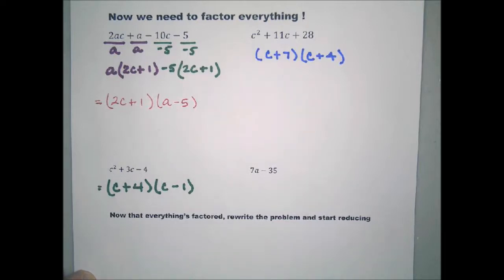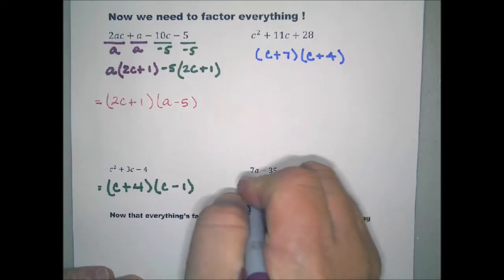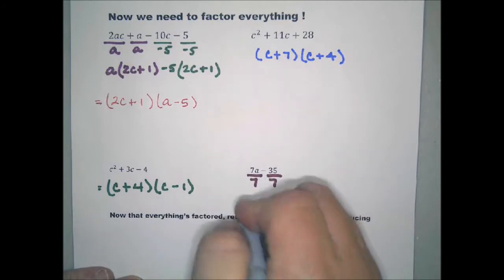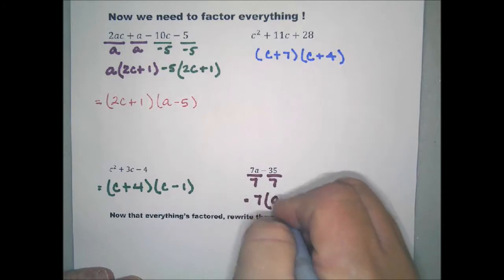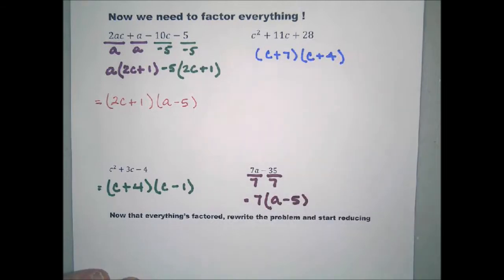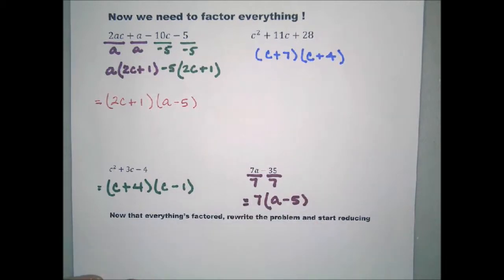And now moving on to the denominator of the second fraction, 7a minus 35. This is going to be a greatest common factor. All I have to do is factor out the 7 that's common to both terms. And I've got 7 multiplied by a minus 5. So now, at this point, I have factored all of the parts of this problem. Now, let's take a look at what everything is in its factored form.